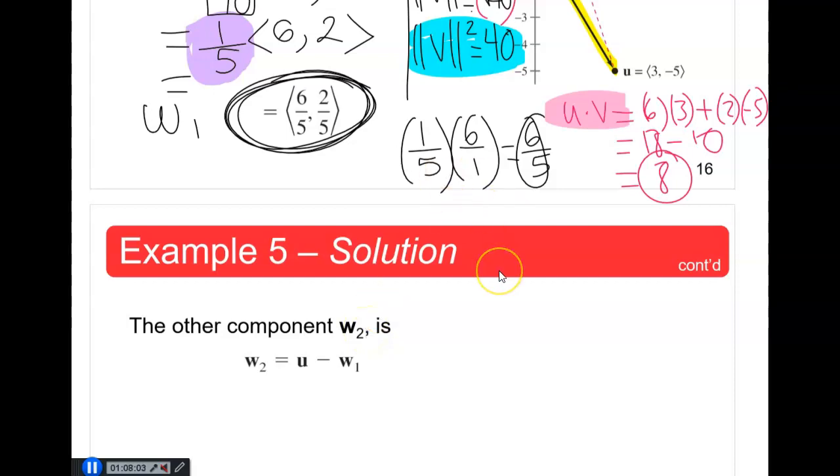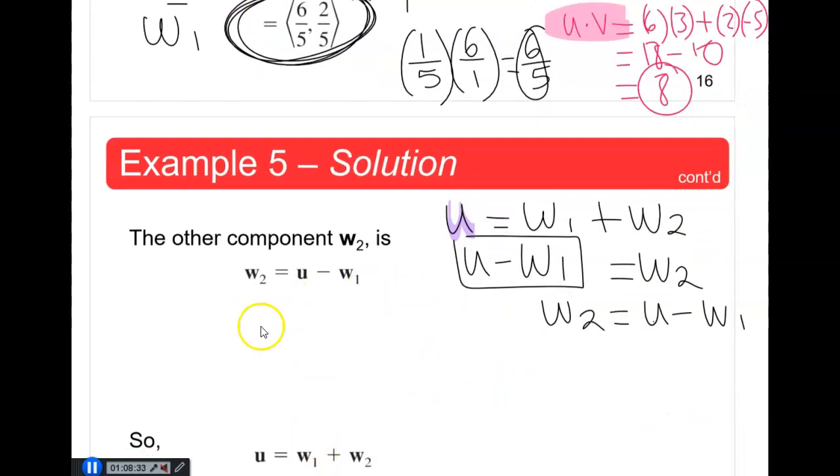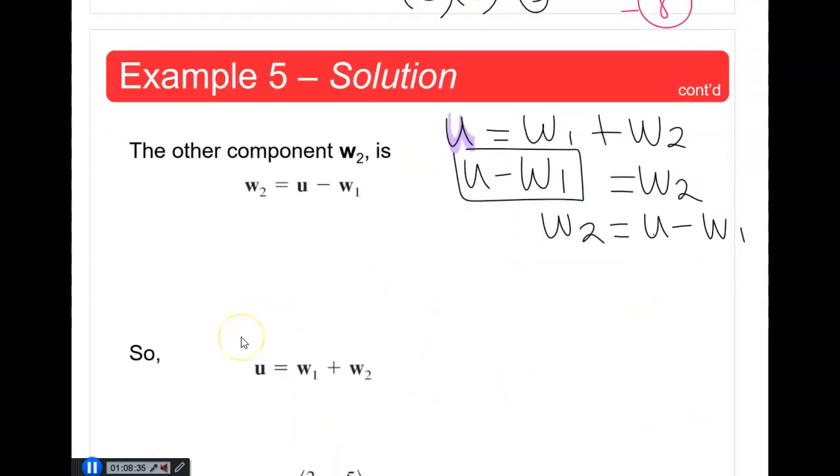And we already discussed how to find that, but so you remember, the whole purpose of this is to decompose U so that it is W sub 1 plus W sub 2. So if we solve for W sub 2, it will be U minus W sub 1. Not the order, but the position of the, switch the left and right side. Okay, so the formula is here.